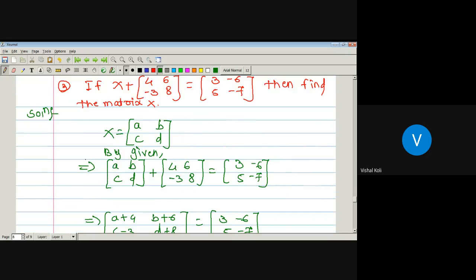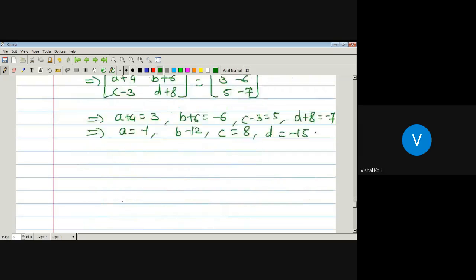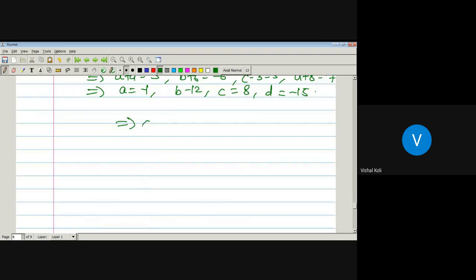Now just put those values in X. So X equals the matrix [A B; C D], which implies capital X is a matrix having entries minus 1, minus 12, 8, minus 15. Here we have just used the definition of equality of two matrices and the definition of addition of two matrices.